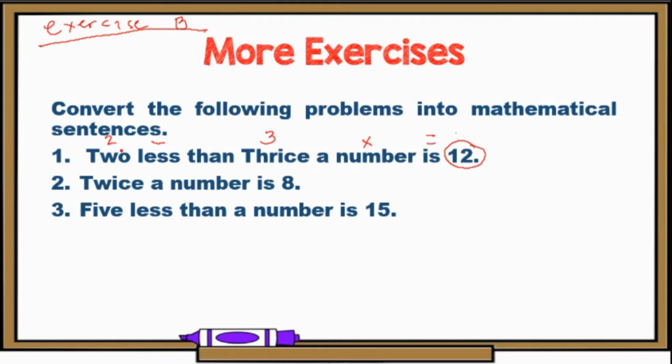So, sulat natin siya. 2 less than thrice a number. Baka malito kayo dito, isulat nyo siya as 2 minus 3x is equal to 12. This is wrong. Why? Kasi, 2 less than, ima-minus mo siya out of 3x, the unknown. So, dapat ito yung minuend natin, 3x, and then babawasan mo siya ng 2. 2 less than, thrice a number, less than 2, minus 2. Okay?